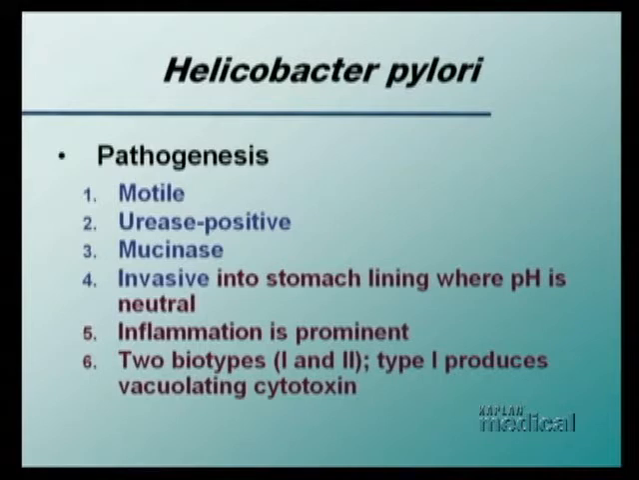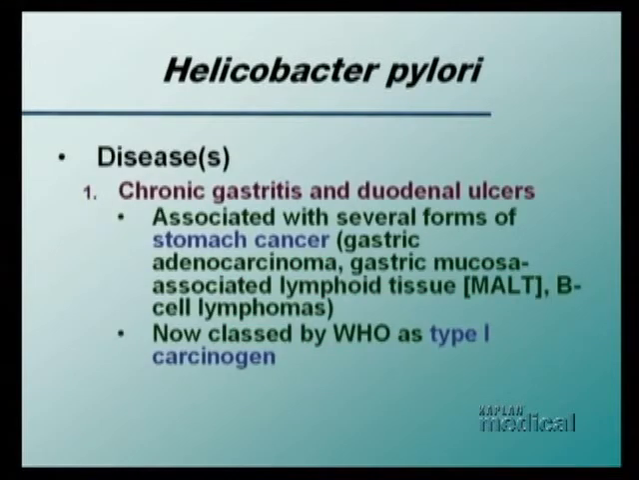Now, H. pylori can do that because it has the urease, and it also has a mucinase, and those two features alone help it grow and survive well in the stomach. There's a lot of inflammation, and the organism also possesses a cytotoxin. But when we're talking about ulcers, we're really talking about H. pylori. So chronic gastritis, duodenal ulcers, you want to be thinking about H. pylori. Now, some of the things that are associated with H. pylori can be gastric adenocarcinoma.